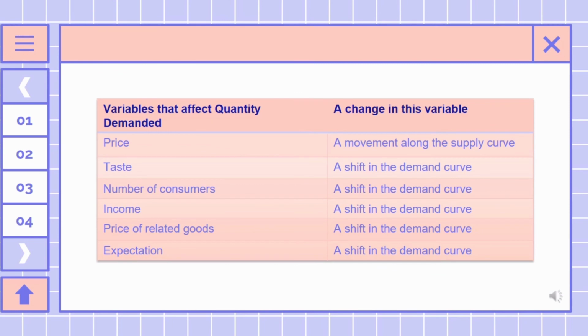Taste, number of consumers, income, price of related goods, and expectation cause a shift in the demand curve, and only price causes movement along the demand curve.